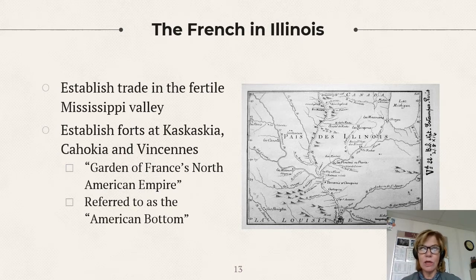Even though they were the Peoria Indians, there's just a lot of names that are French. The French came here and they established what's known as the Gardens of France's North American Empire, more lovingly known as the Bottoms, the American Bottoms. And if you were to go there today, that would be down south of East St. Louis along the Mississippi River.